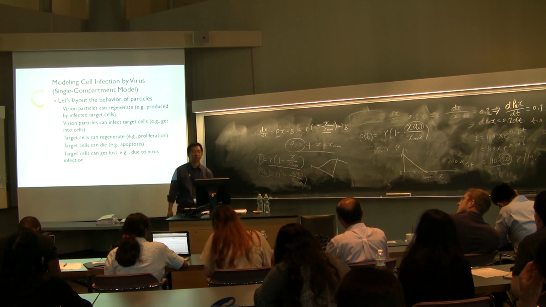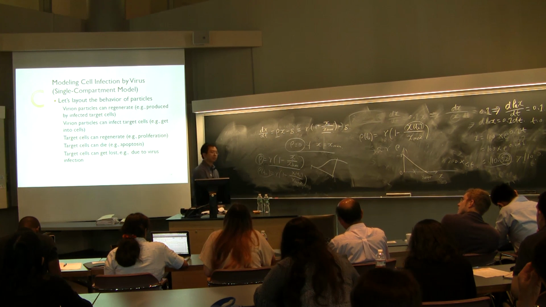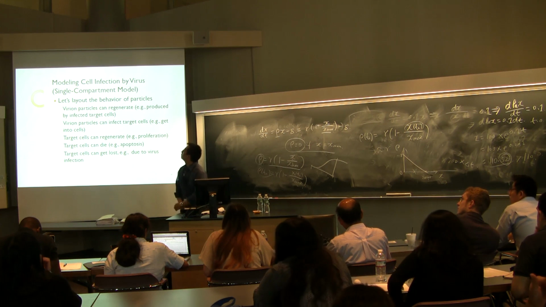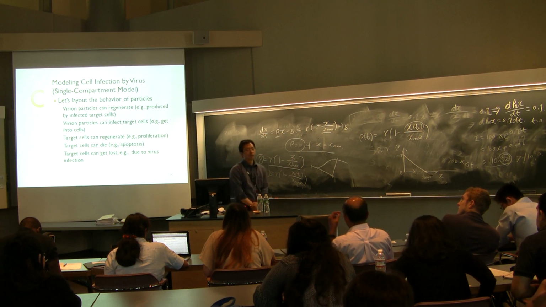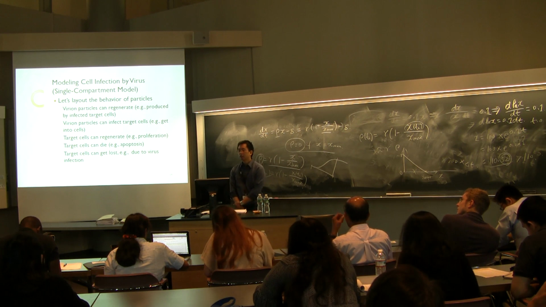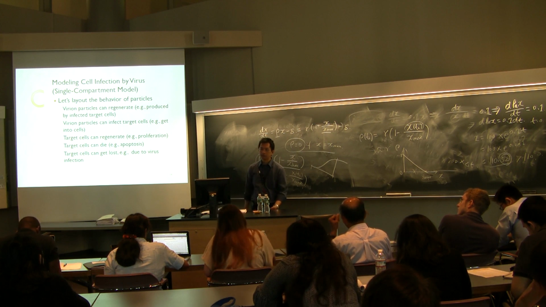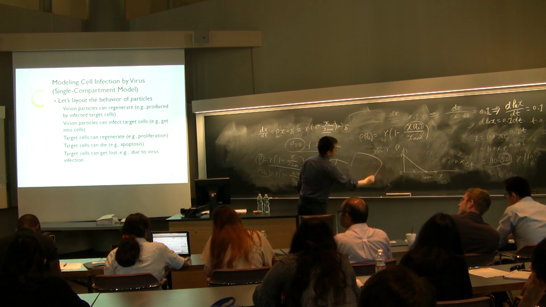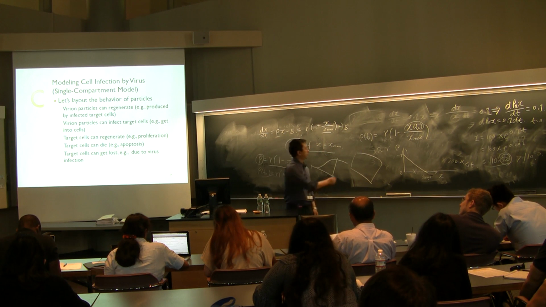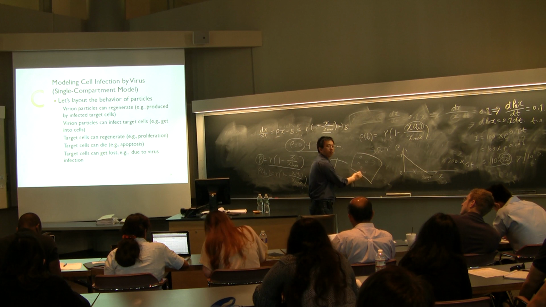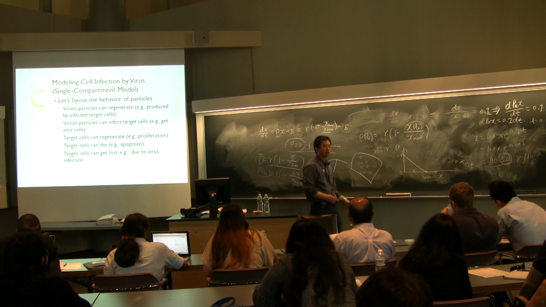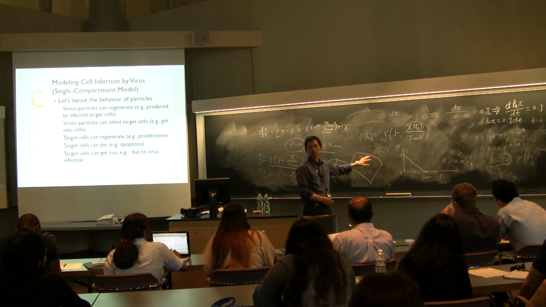So how do we model the cell infection caused by virus? And I put a subtype there. It's a single compartment model. Later we're going to have a multiple compartment model. But for a single compartment model, let's just assume that we have a room, and we have many particles of different species. These particles can interact with each other within this room. Because we only have one room, we call it a single compartment.